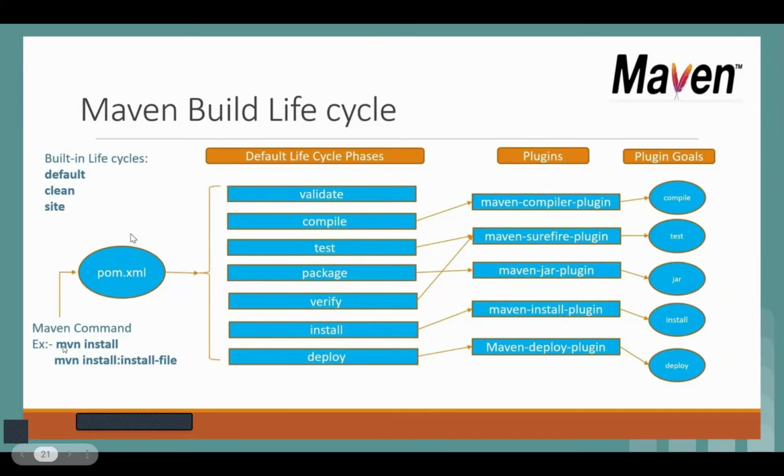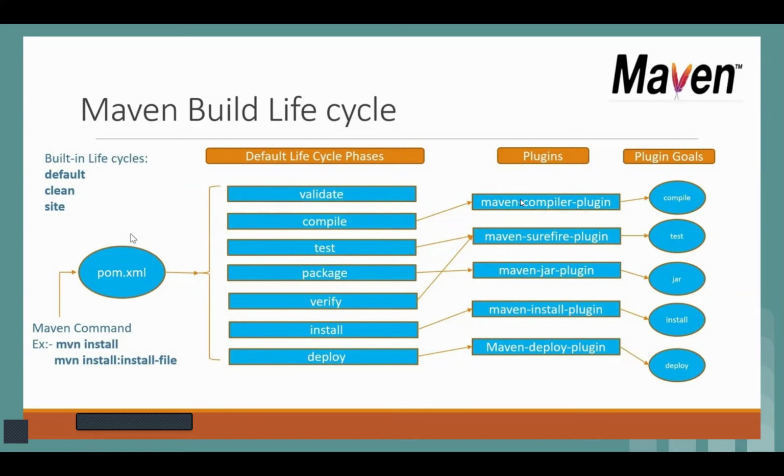So let us suppose I'm writing mvn install. The stages will run till where? From validate till install. If I'm writing mvn deploy, stages will run from validate till deploy. If I'm writing mvn package, stages will run from validate till package. If I'm writing mvn test, stages will run from where? Validate till test. And for every phase, guys, my plugins are involved.